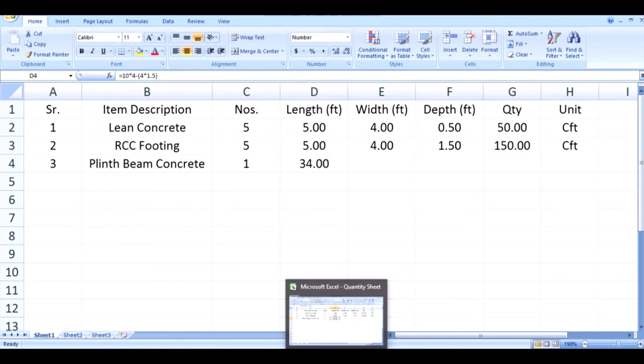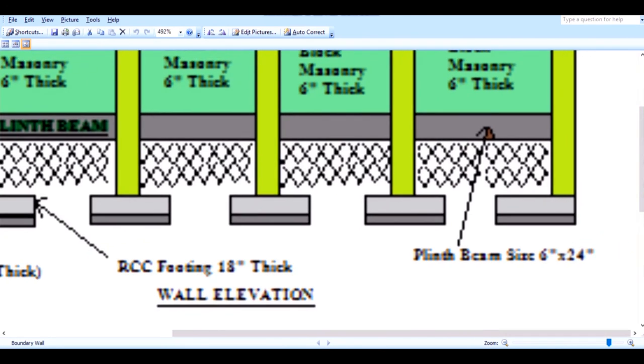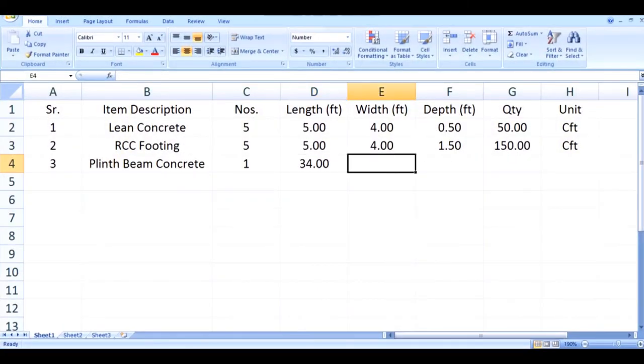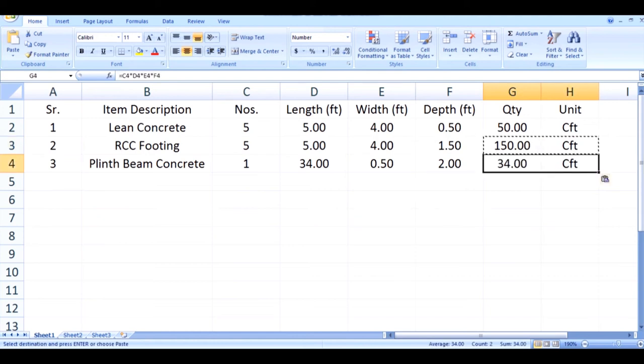The other dimensions of plinth beam will be taken from here. Here plinth beam size mentioned is 6 inches by 24 inches. So we write in width 6 inches divided by 12, we will get the answer in feet, and 24 inches divided by 12, here we will get the answer in feet. The 6 inches will become 0.5 feet and 24 inches becomes 2 feet. Multiply all these and this quantity will also be in cubic feet.